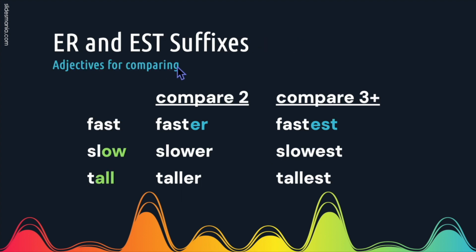ER and EST are two suffixes that are used for comparing. So here we have our root word fast. If we want to compare two things, we can say that one is faster than the other. If we want to compare three or more things, we can say that one of them is the fastest. OW says O, so here we have slow, slower, slowest. ALL at the end of a root says all, so here's tall, taller, tallest. Remember, if you're comparing two things, you use er. If you're comparing three or more, you use est.